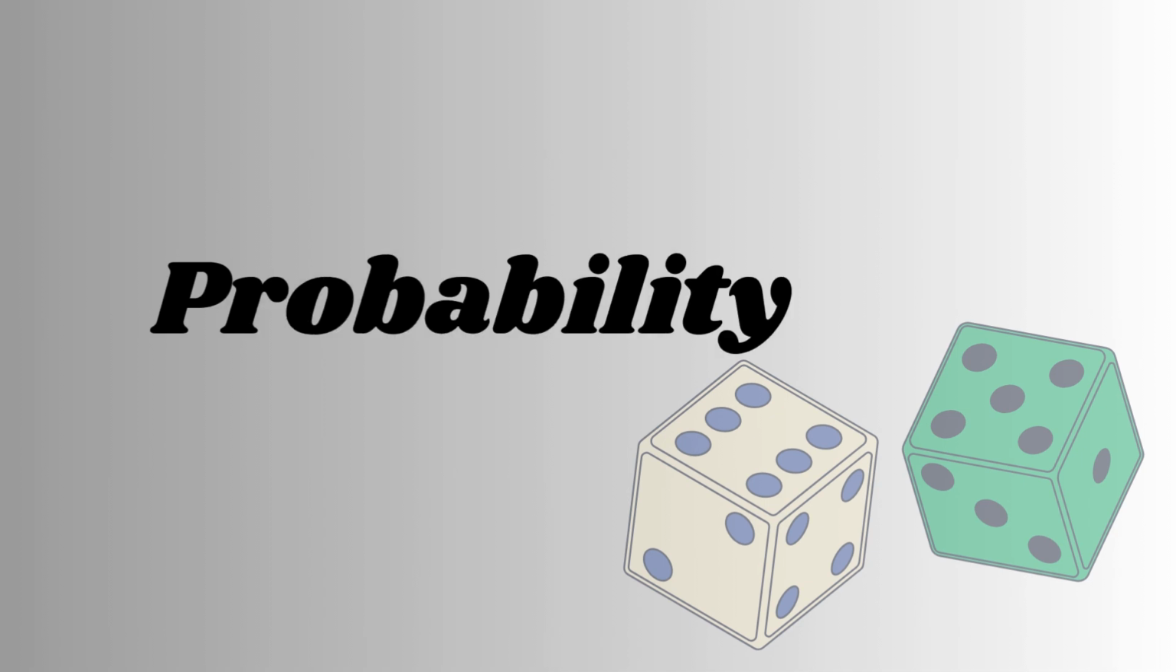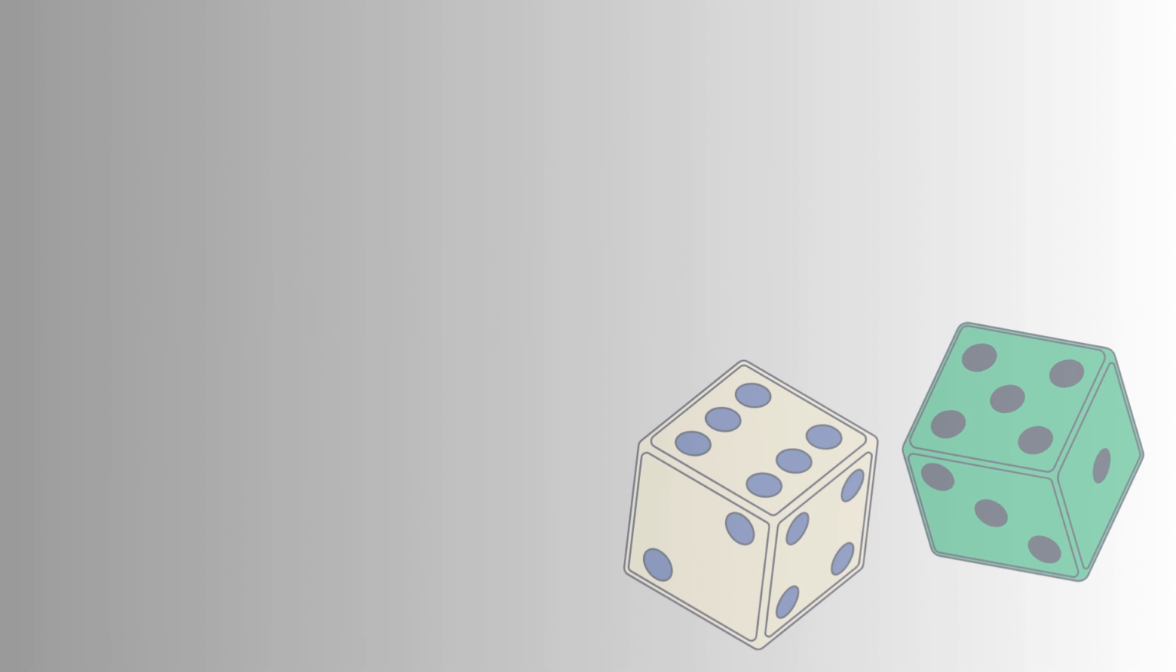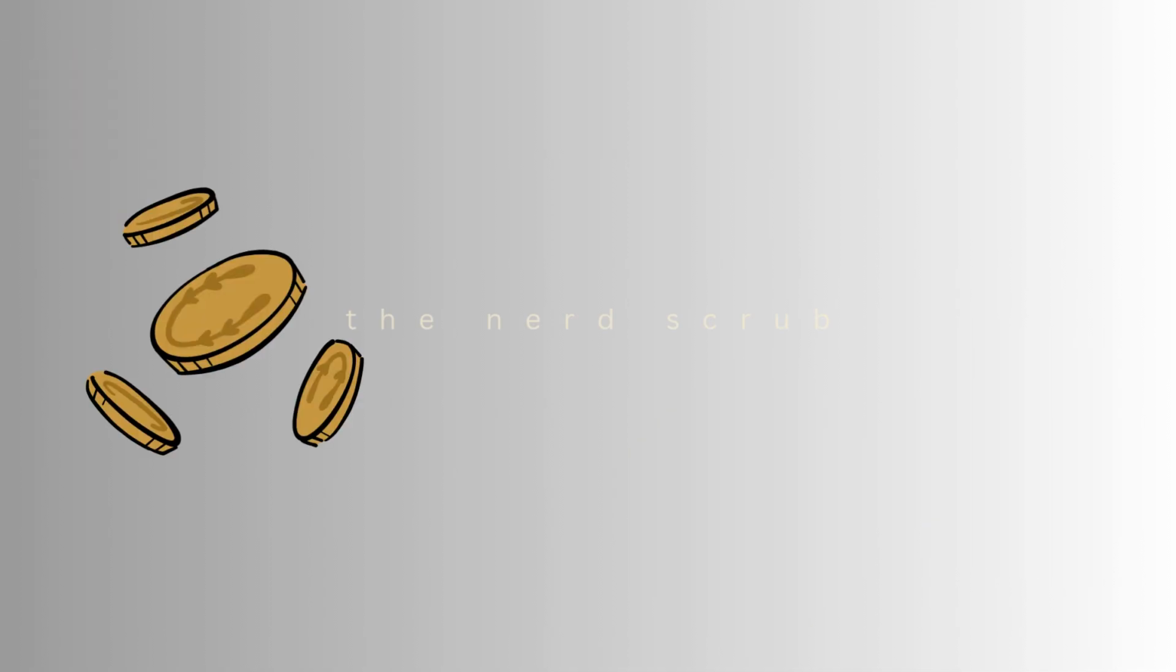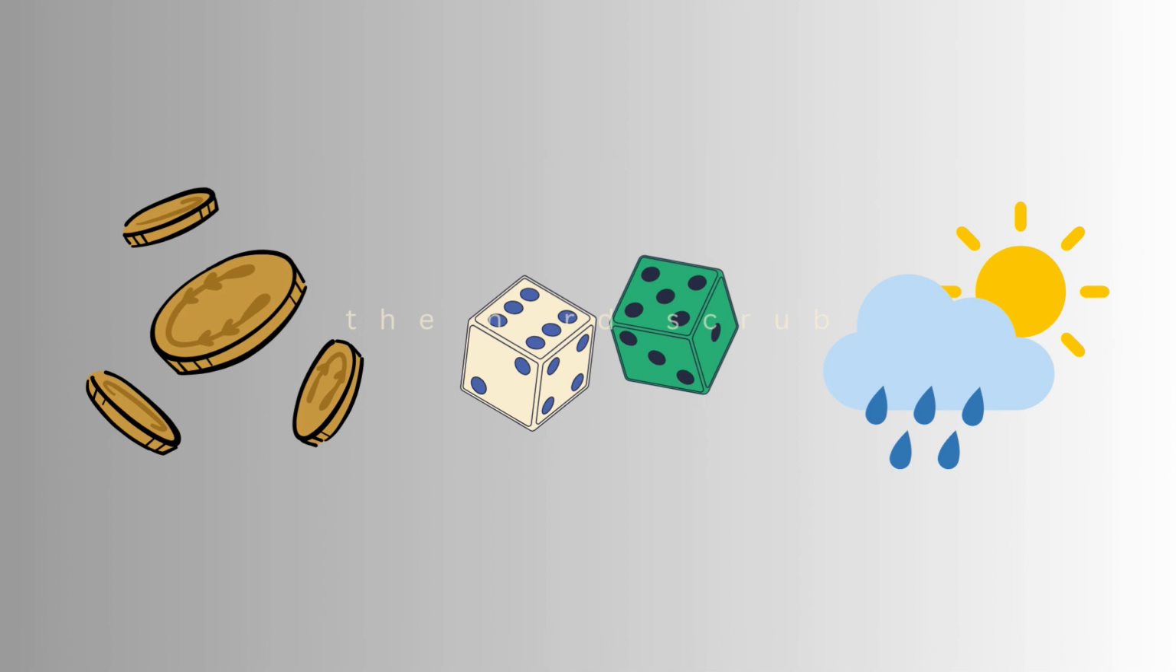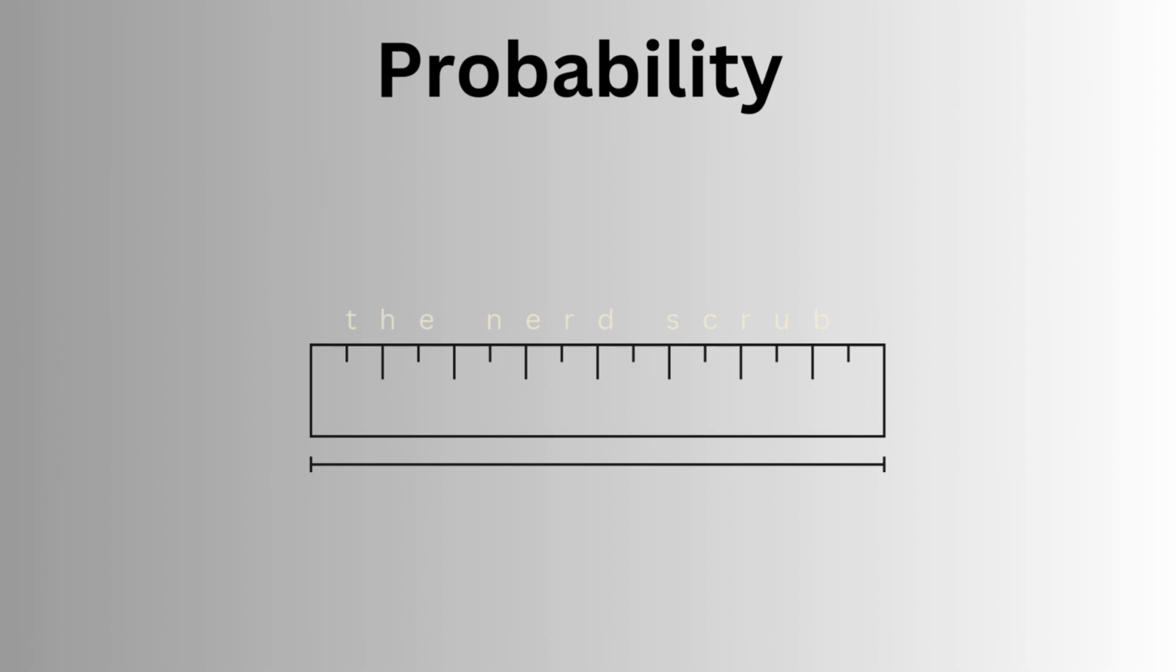Probability is the measure of how likely an event is to happen, and it's something we encounter every day. Whether it's flipping a coin, rolling dice, or predicting the weather, probability helps us quantify uncertainty. Mathematically, probability is expressed as a number between 0 and 1, where 0 means an event is impossible, and 1 means it's certain to happen.